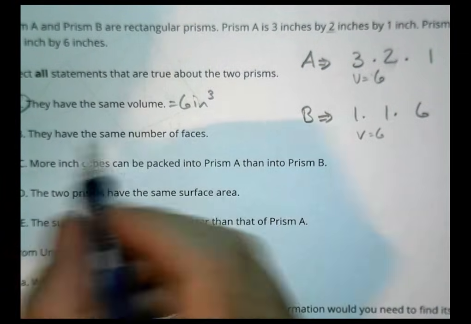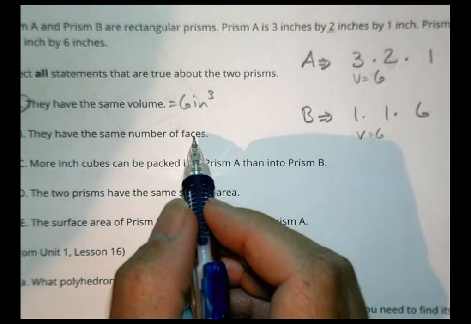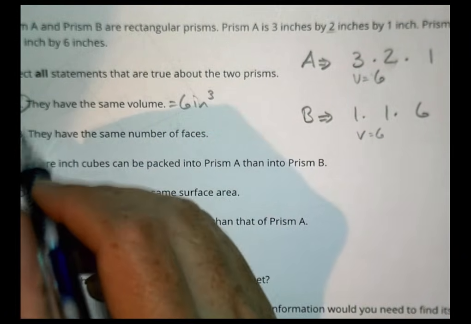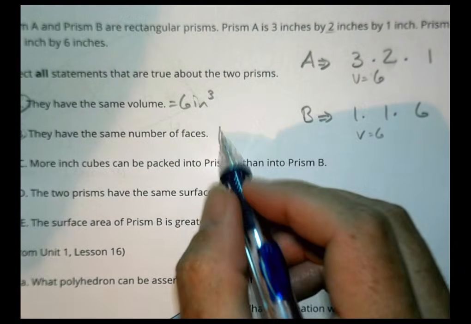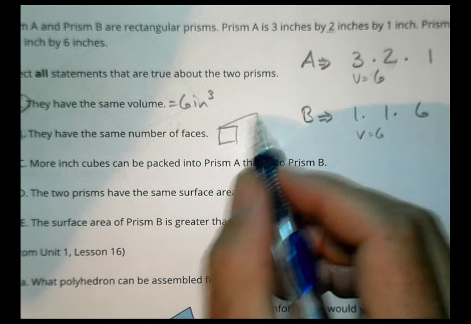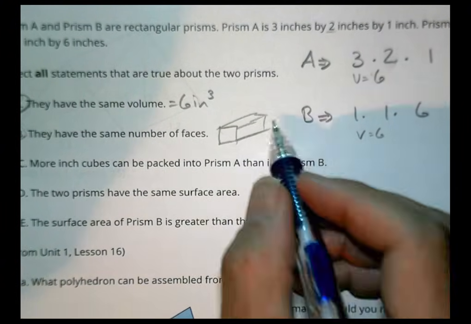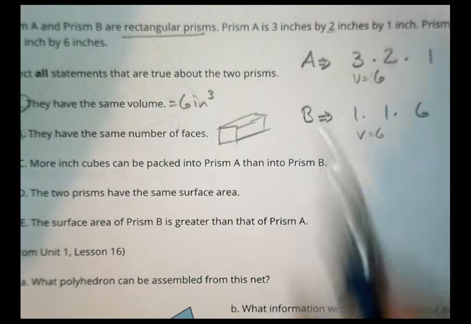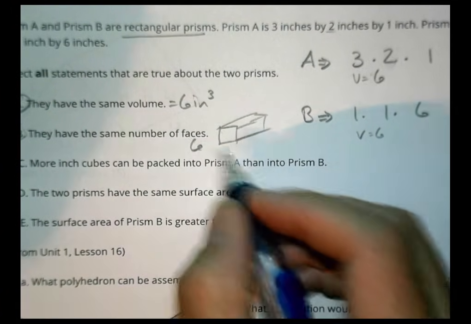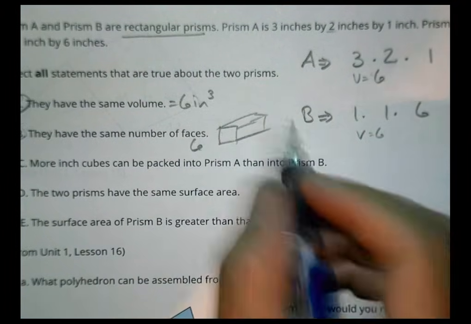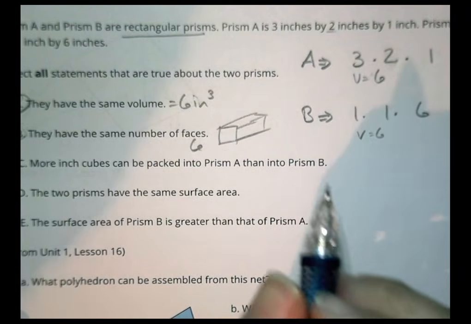Perfect. They have the same number of faces. That's going to be a yes, but why is it a yes? It's a yes because they're both a rectangular prism. It's the same shape. A rectangular prism always has 6 faces. That's what makes a rectangular prism, as well as the shapes that are in it. So that's going to be true.